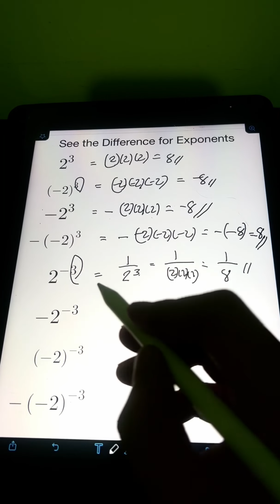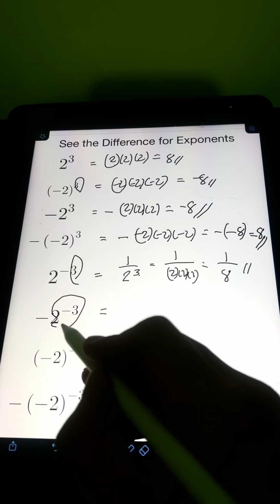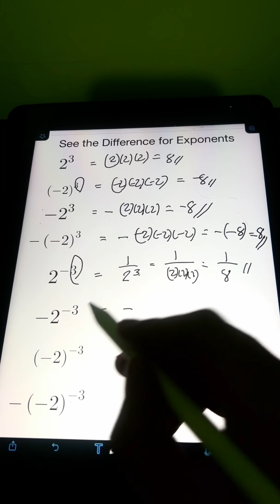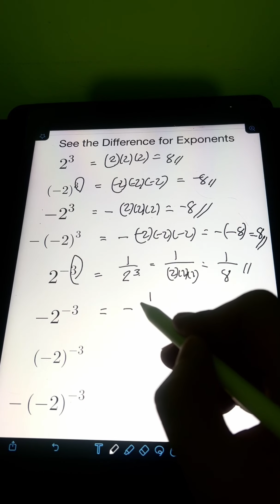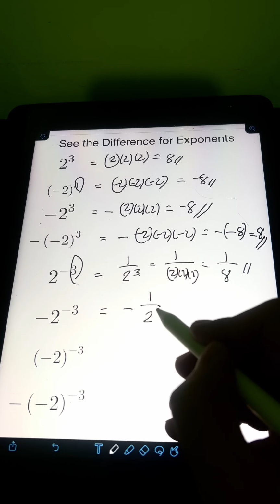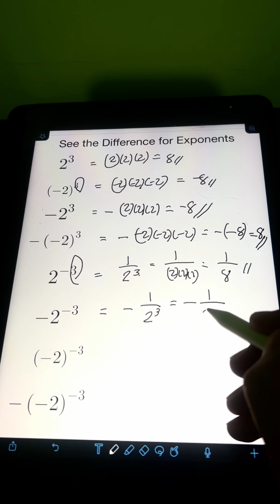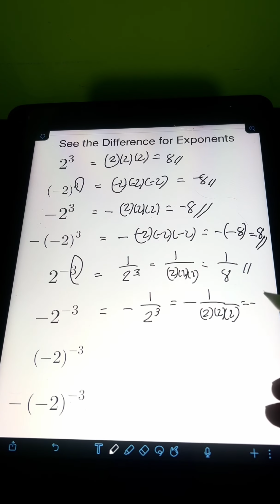Next, negative 2 raised to negative 3. Again, this negative is just the sign of 2 to the negative 3. The base is just 2. So just copy this negative sign in front. And then, 2 to the negative 3 is the same as 1 over 2 to the positive 3. So we will have negative of 1 over 3 factors of 2 again, 2 times 2 times 2. So we have negative 1 over 8.